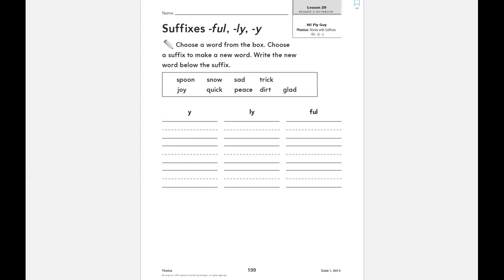This week, we are working with the suffix endings full, ly, e. Your directions for this activity will be to choose a word from the box. Choose a suffix to make a word. Write the new word below the suffix. In the box, we have the words spoon, snow, sad, trick, joy, quick, peace, dirt, glad.